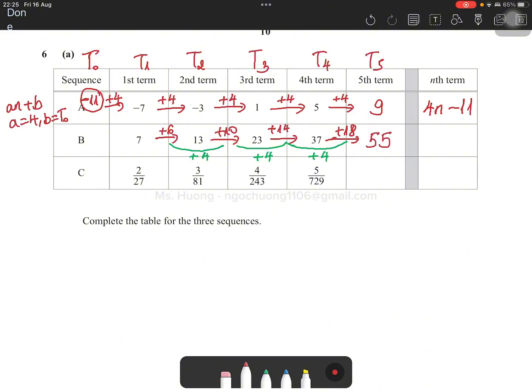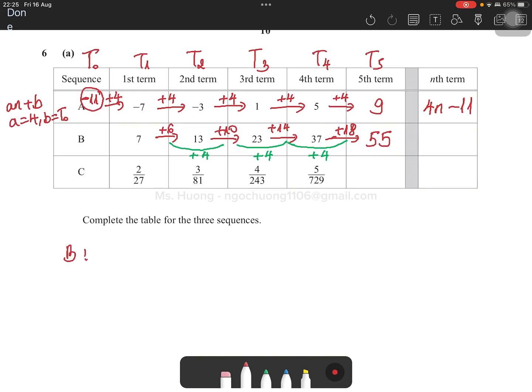This is the fifth term. And now we want to find the general form. You see that the second difference is the same. So B is a quadratic sequence. And for a quadratic sequence, the term is an squared plus bn plus c. A is equal to half of the second difference. Half of 4 is 2. And c is t0. To find t0, we need to think of which number plus 4 is 6. That is 2.